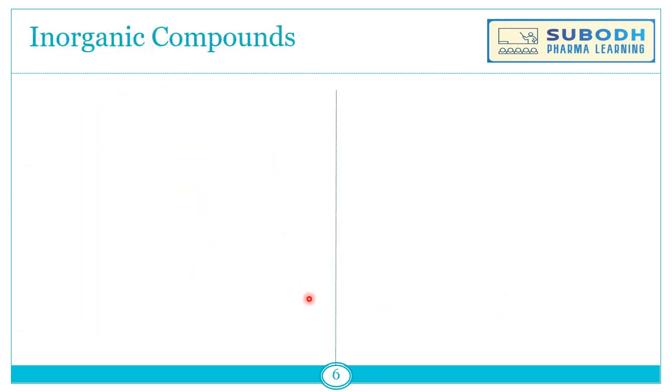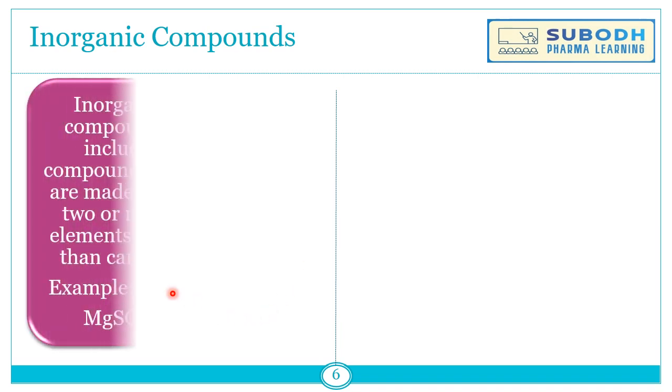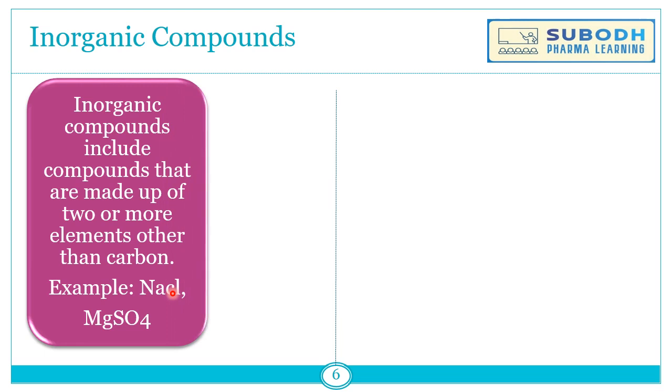Now, inorganic compounds. The inorganic compounds are those compounds that are made up of two or more elements other than carbon. For example, sodium chloride and magnesium sulfate.